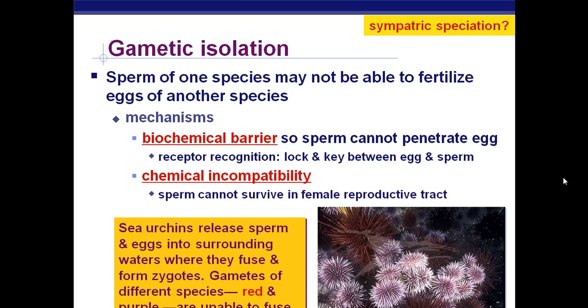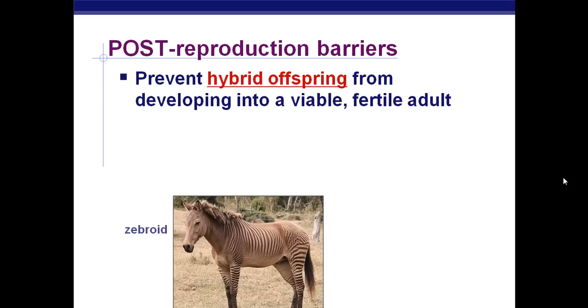Here's an example. Sea urchins release sperm and eggs into the surrounding waters. Obviously, they don't have physical sexual reproduction. They're relying on the sperm and the eggs bumping into each other in the water. So in the water, the sperm and egg would fuse to form zygotes, and gametes of different species, like red and purple urchin, can't fuse. They're not compatible. So those are some pre-zygotic reproductive barriers. And that word's not on here, but pre-zygotic and post-zygotic barriers are the terms that you need to know.